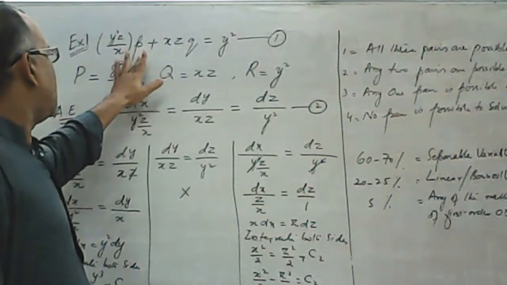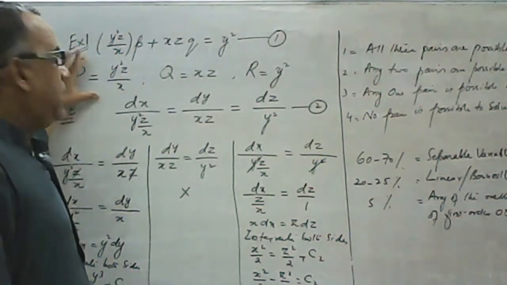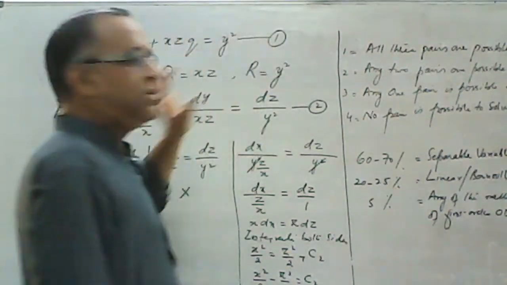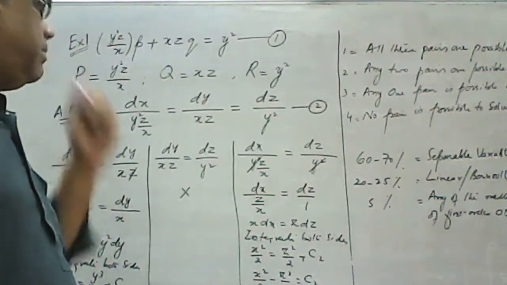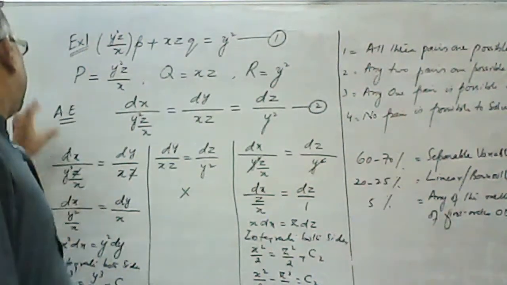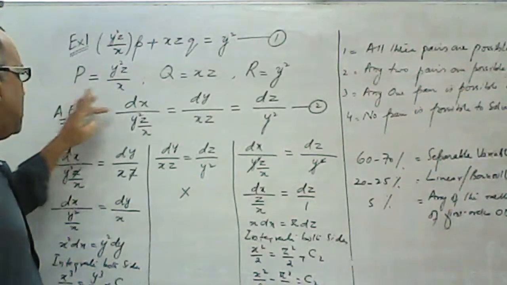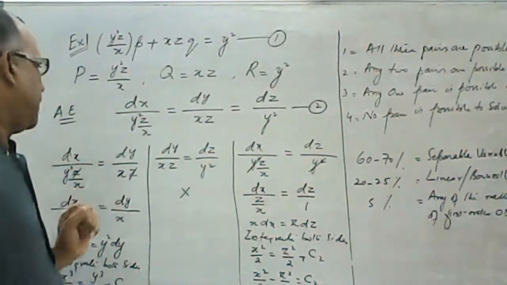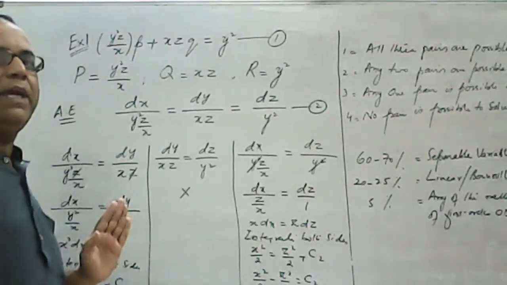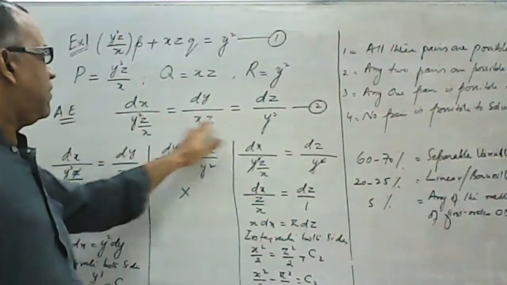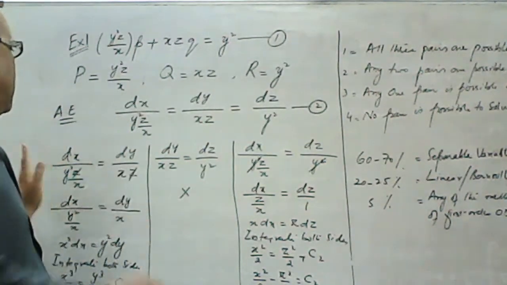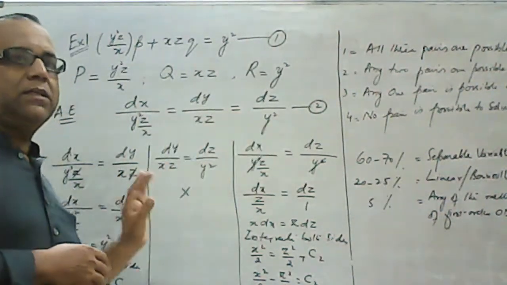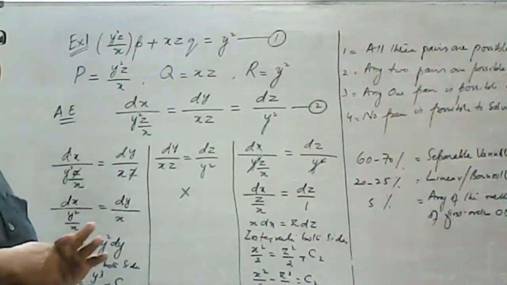Then the coefficient of small p will be called capital P, the coefficient of small q will be called capital Q, and all the terms on the right hand side will be named capital R. Then we will write the Lagrange auxiliary equation, meaning dx over P, dy over Q, dz over R. Then it is time to make 3 possible pairs, because equation 2 can be solved by making pairs, and we know that there are 3 possibilities of pairs. So do write all 3 pairs.